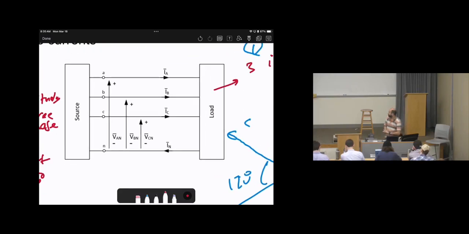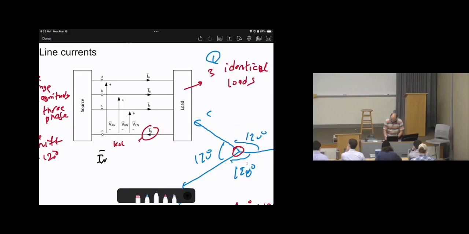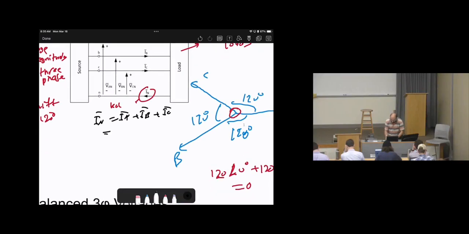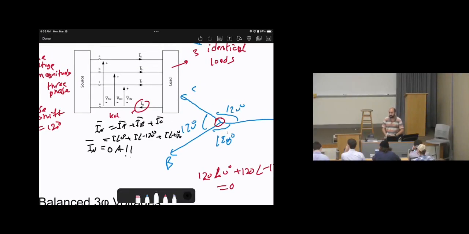We have phase A, B, C, and the neutral. What will the neutral current be according to KCL? I neutral will be IA plus IB plus IC. And since it is balanced, it's going to be I angle 0 degrees plus I angle negative 120 degrees plus I angle positive 120 degrees. Again, this yields 0 amperes. Then, we do this on purpose to get 0 neutral current. That's why we do it.